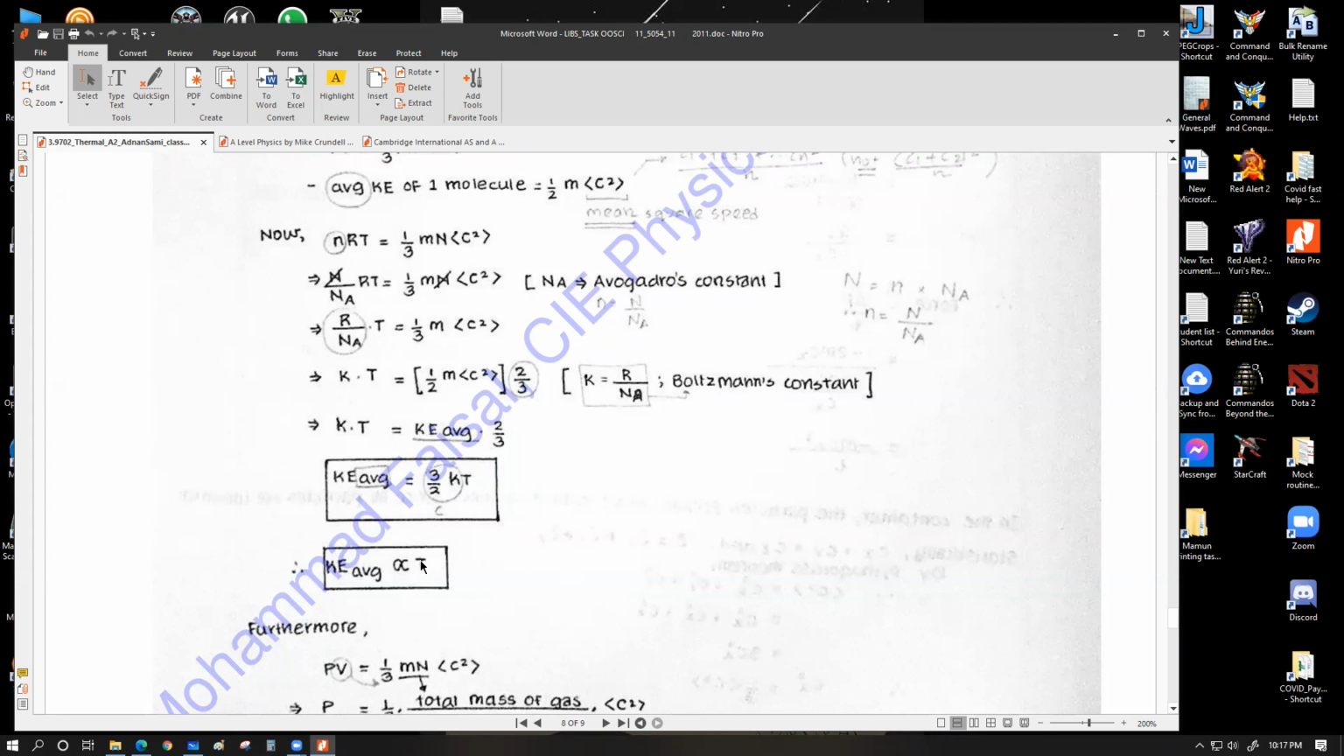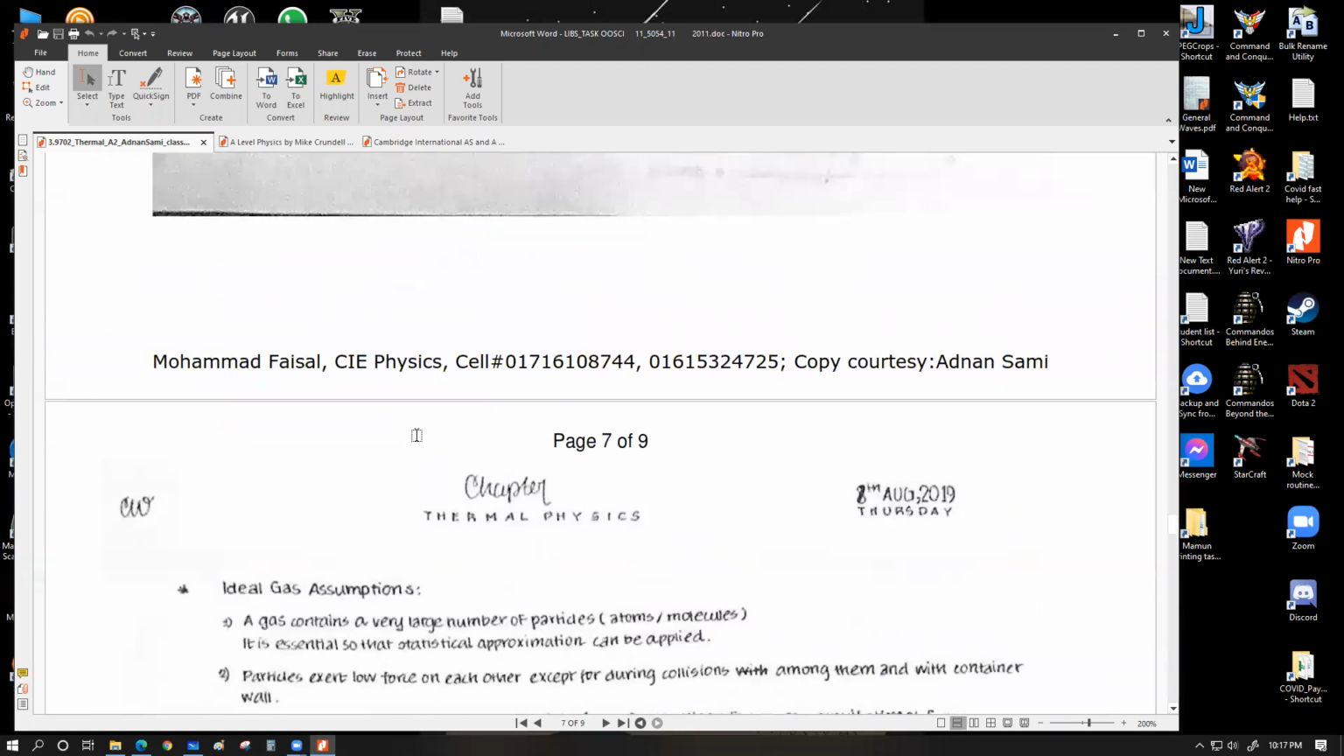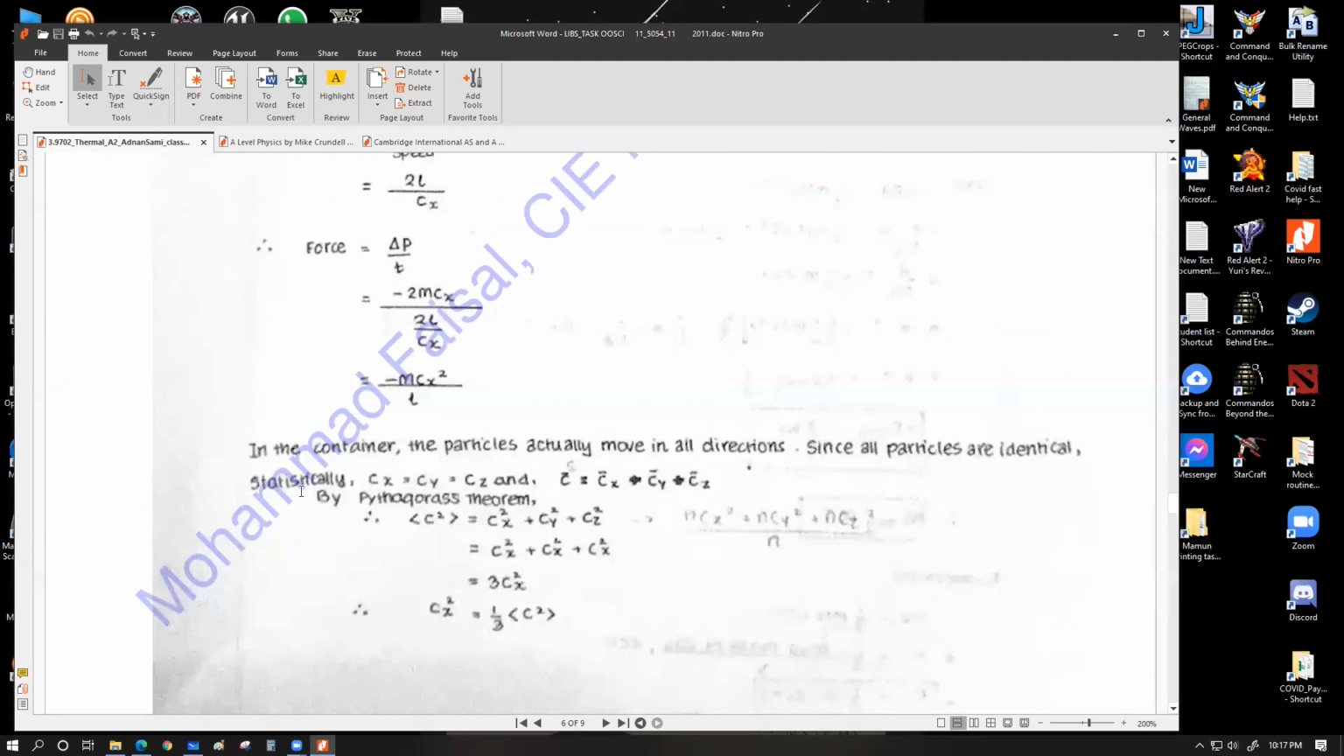The reason it is very important for the word average to be used is that this part that we wrote over here, have a look, statistically, Cx equals Cy equals Cz. This word is very important. Statistically means that we can exclusively apply this logic for a large number of particles where generalization can be applied.